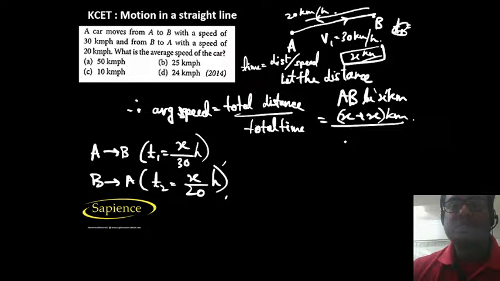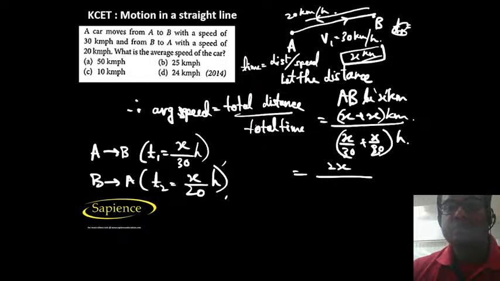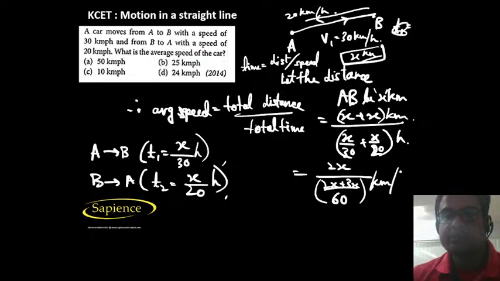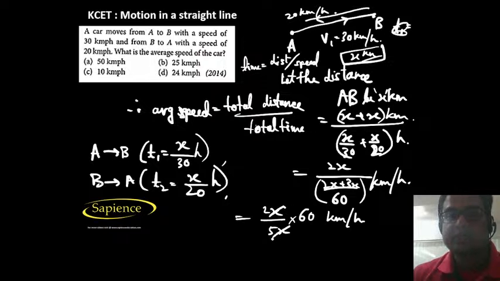So t1 plus t2 is x by 30 plus x by 20 hours. The LCM is 60, so this is (2x plus 3x) by 60, which is 5x by 60 hours. The total distance is 2x kilometers, so the average speed is 2x divided by 5x by 60. The x and x cancel, so 12 fives are 60, and 12 twos are 24 kilometers per hour.